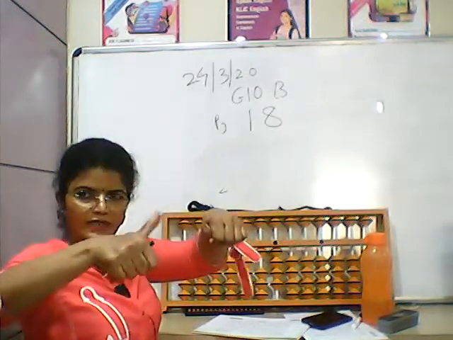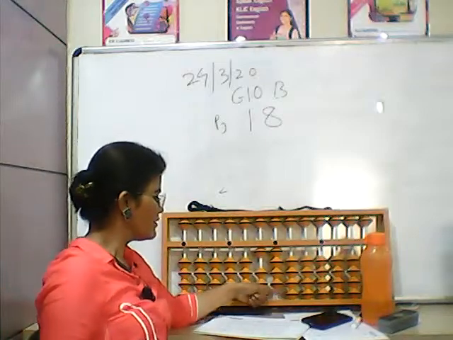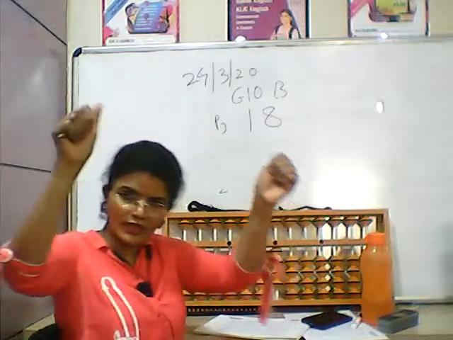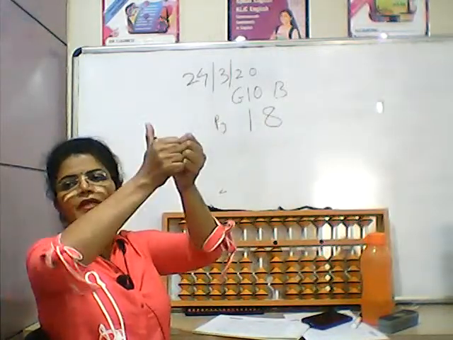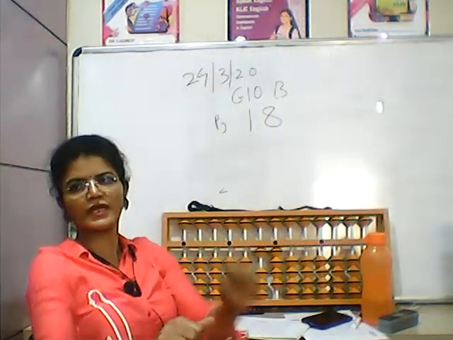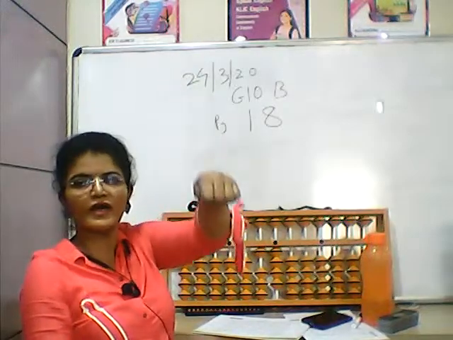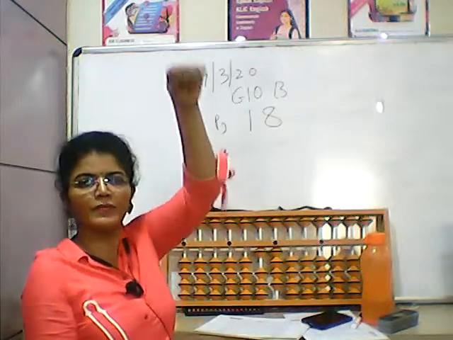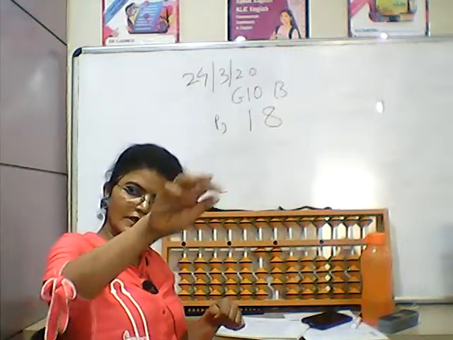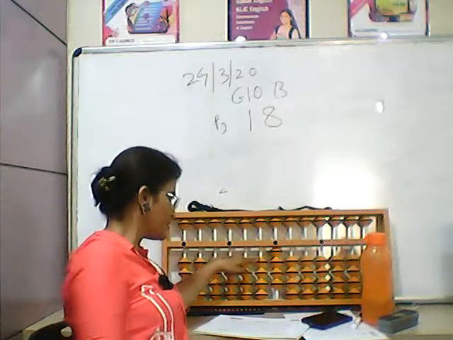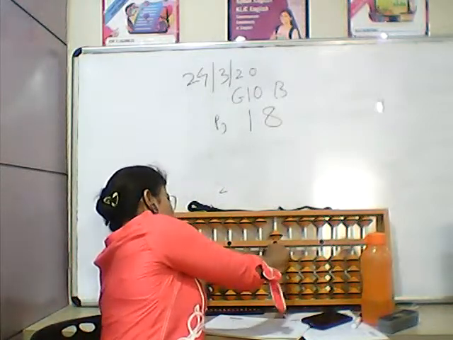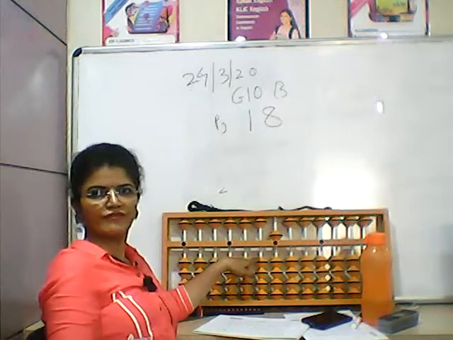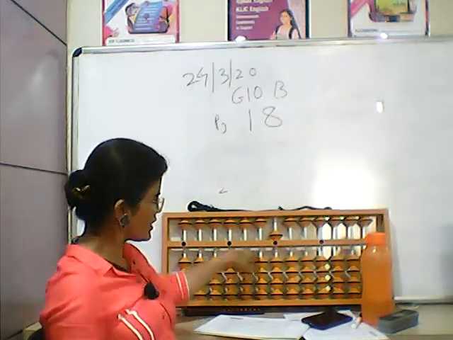Plus 1. Minus 10 plus 1. Plus 1 to nahi hai. So make complement. Minus 10 plus 5 minus 4. 10 down, 5 down, 4 down. Answer is 5.